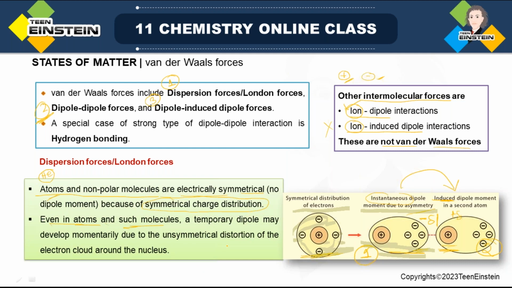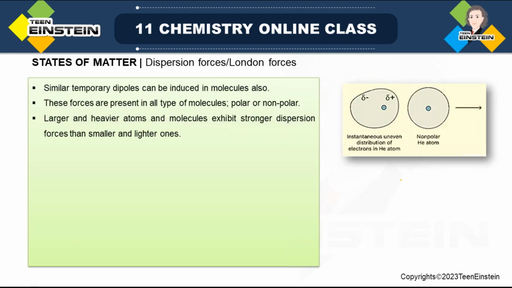So now you can take an actual example of helium. Suppose this is the first helium atom, He1, with a nucleus, but suppose all the electrons are on this side. Basically 2 electrons are there, and obviously when electrons are on this side, there will be a positive charge on the right hand side. So this is an instantaneous uneven distribution of electrons in the helium atom.